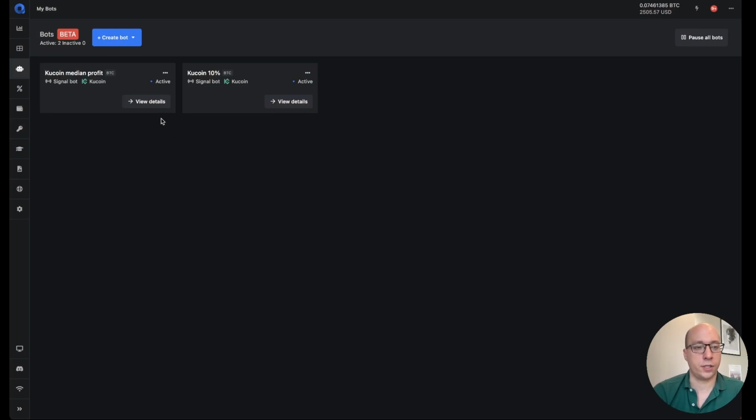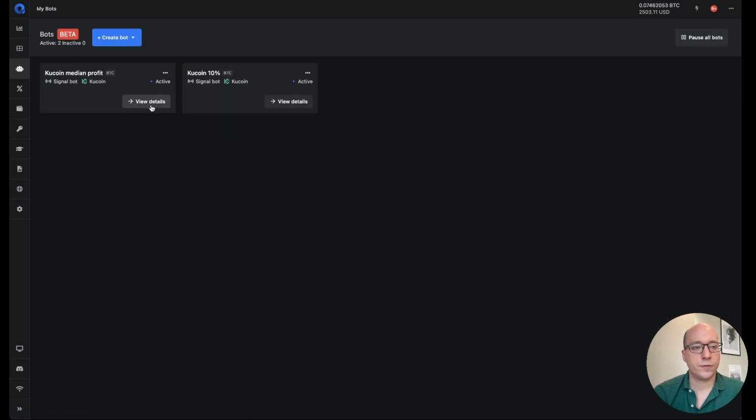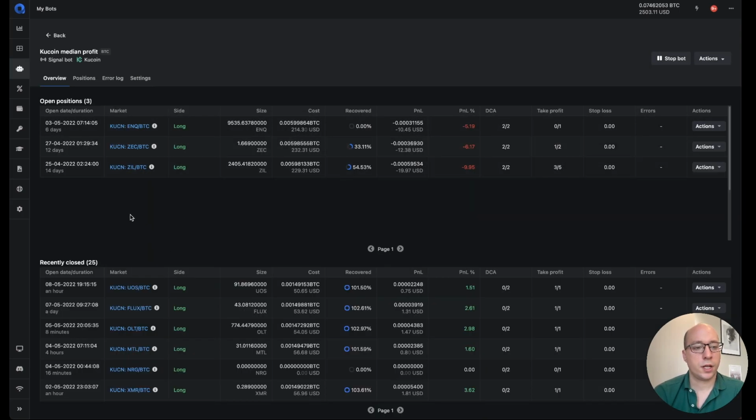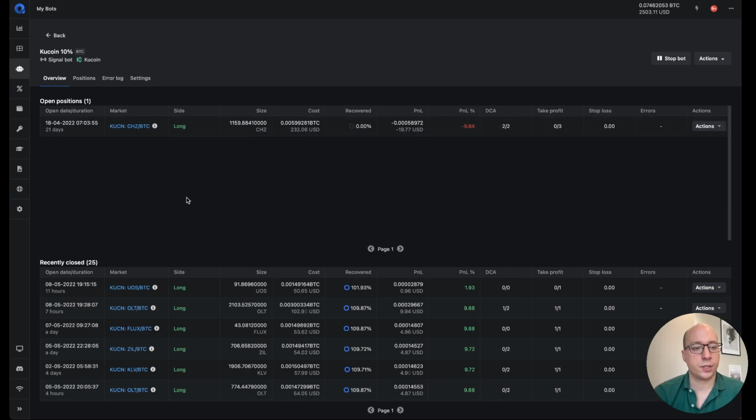Okay, so let's have a look at what the signals did over the weekend. So if we look at the half median bot, you see we have 3 open positions and that we have a few closed. Flux was closed, US was closed, and all pretty quick. Then we have the 10% bot. We only have 1 open position, and we had Flux closed, OLT closed, and US closed. So quite a bit of volatility. That's good.